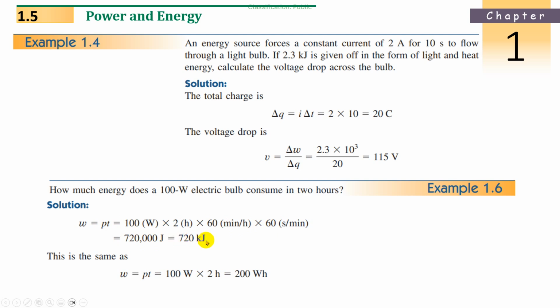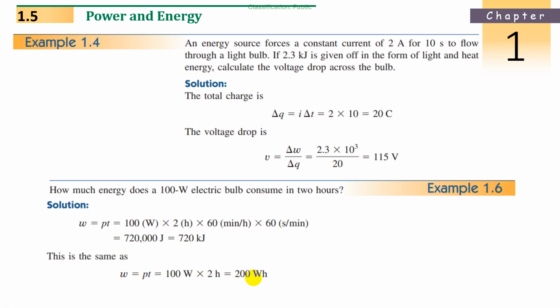But I want electrical units, the wattage. Energy has two units: joules and watt hour. In 1 hour, how much power? It's called watt hour. So W is equal to PT. No need of converting 60 minutes and 60 seconds because it is hour. Joules are always in seconds. So 100 watt multiplied by 2 hours is 200 watt hour.